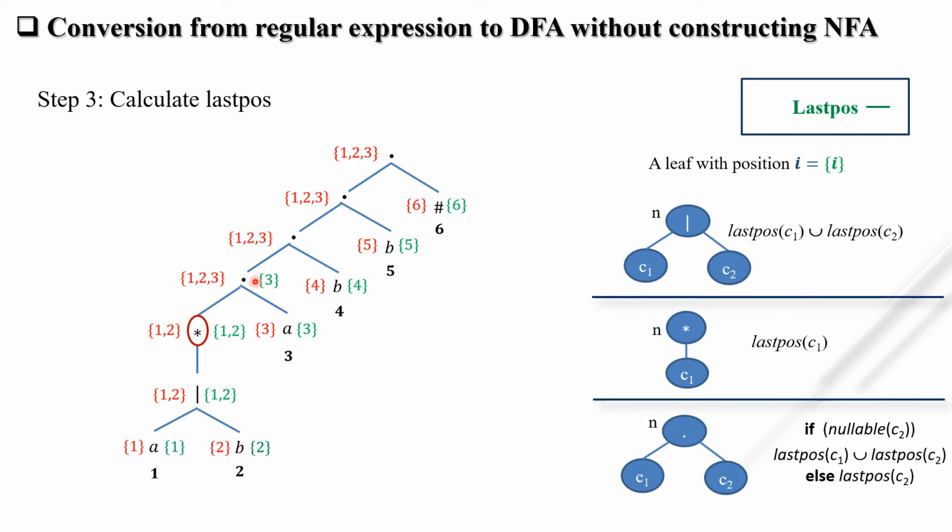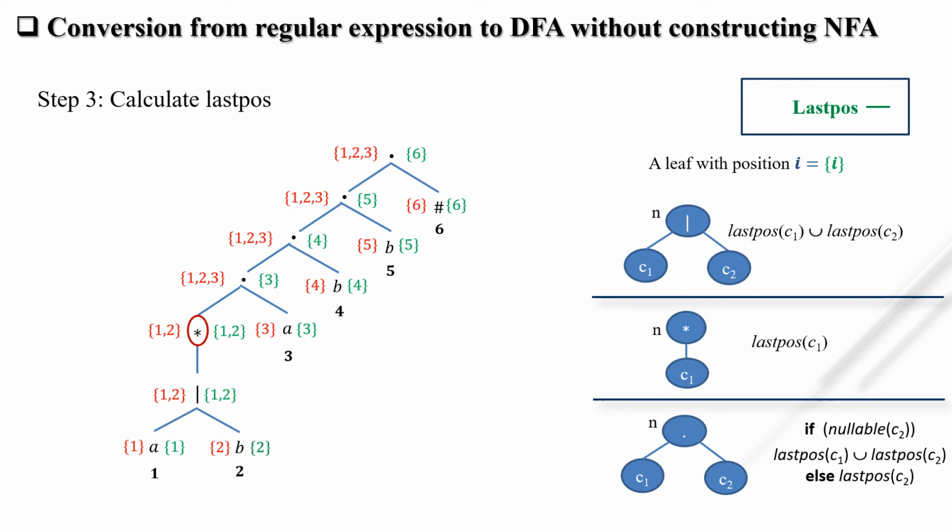Similarly, for this concatenation symbol, is C2 nullable? No. So we have to shift this 4 here. Similarly, for this concatenation symbol, C2 is not nullable. So we have to go to the else part and shift this 5 here. Similarly, for this concatenation symbol.